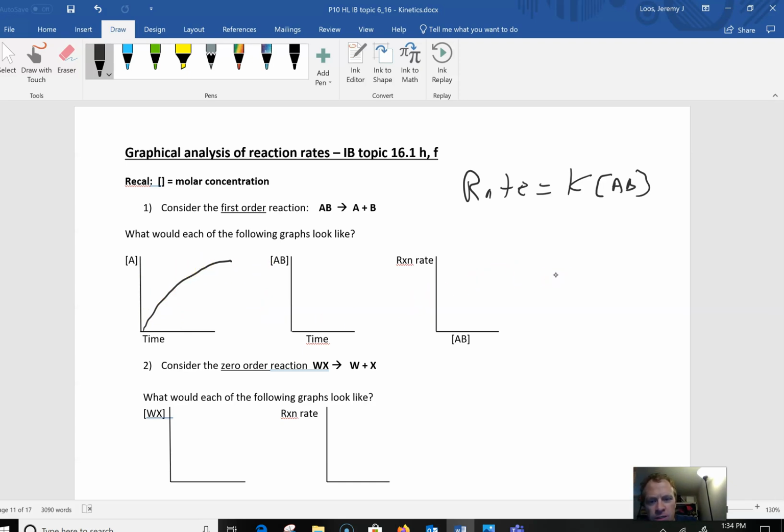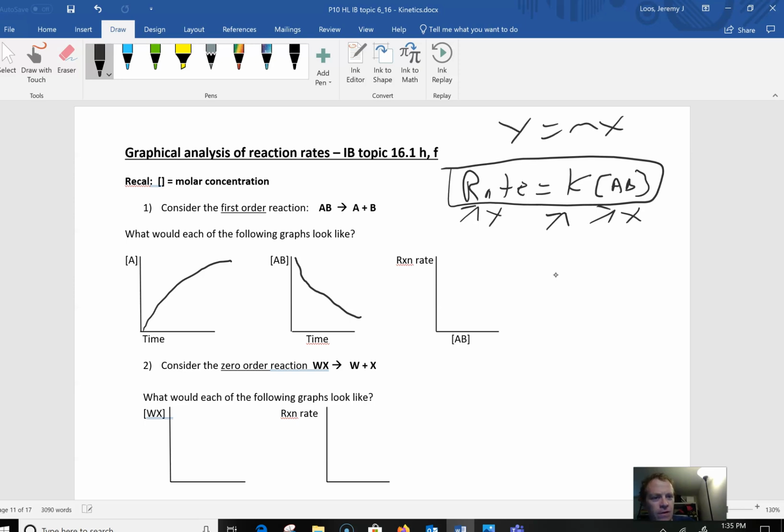The AB graph would look similar, except AB being the reactant is going to decrease over time. And my graph might look a little bit like that. Now this is different. Basically what I'm doing in the third graph is I am graphing this function right here. That's my y-axis, right? That's my x-axis. This is the slope. This is just like y equals mx plus b, right? Same thing. Same graph. Don't need the plus b. It's a straight line like that, starting at the origin. The rate's going to be 0 when the concentration of AB is 0. So it's just a straight line plot.